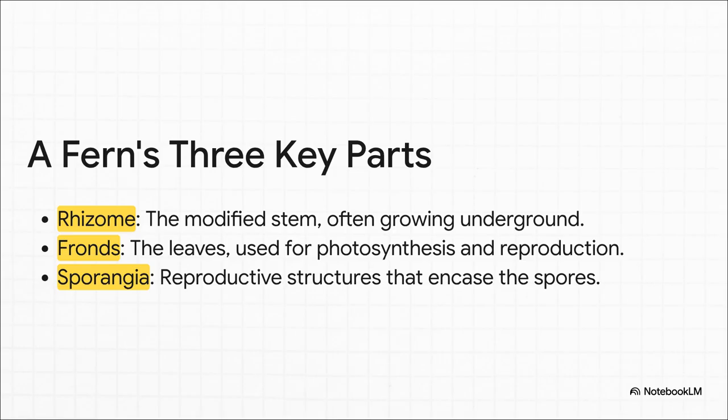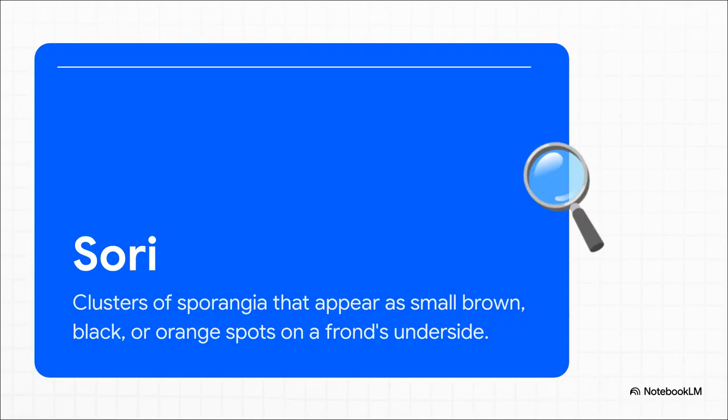And that secret is found in the sporangia, and this is where the real magic starts. You should try this next time you see a fern. Just gently flip over one of the fronds. Do you see those neat little brown or orange dots? Those are called sori. And each one of those little spots is actually a whole cluster of tiny sacs just packed with spores. Now, it's really important to remember, these are not seeds. They are something much more ancient, and they are the very beginning of our story.